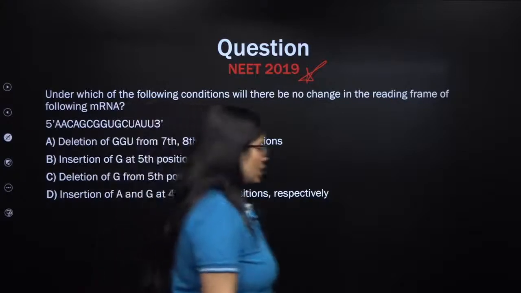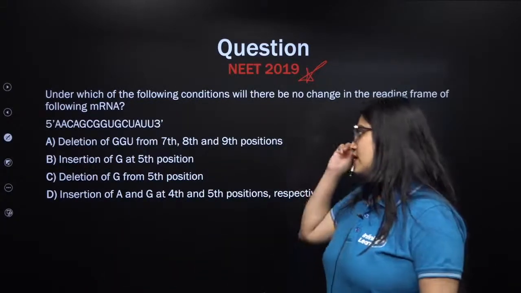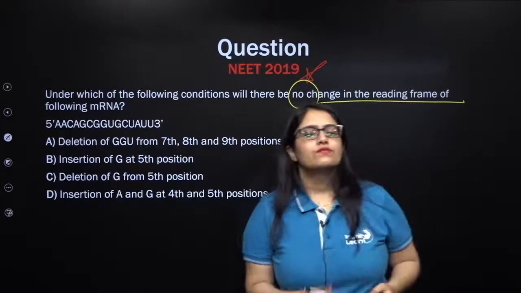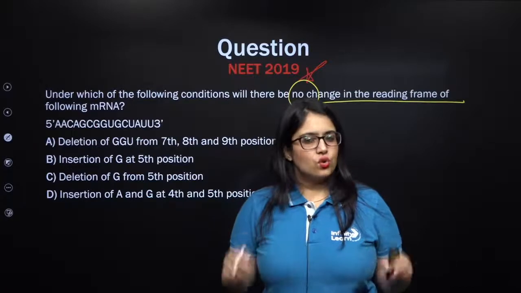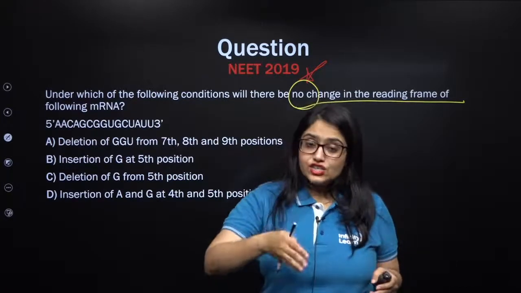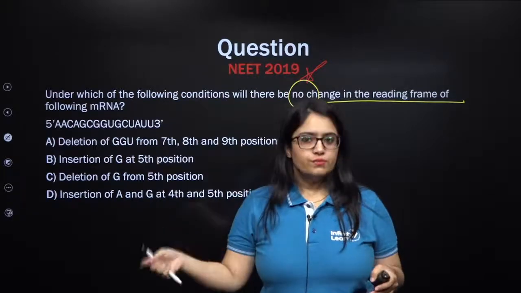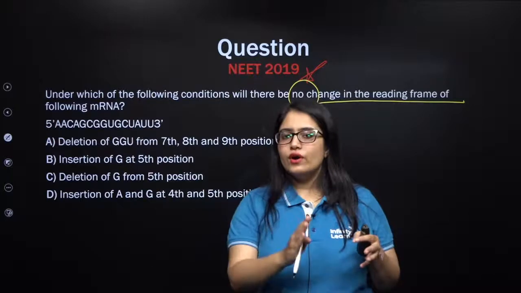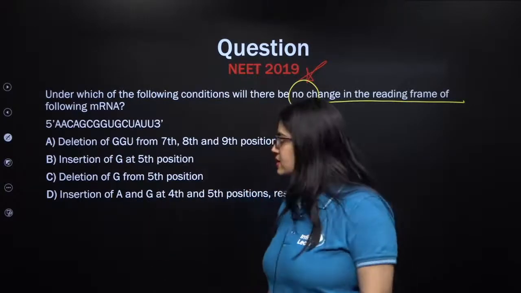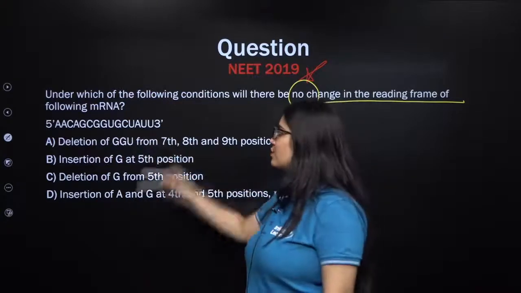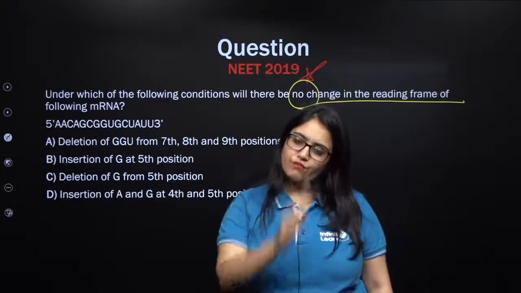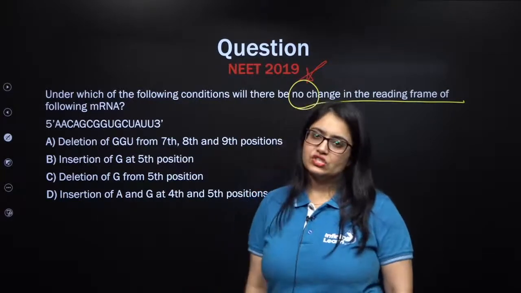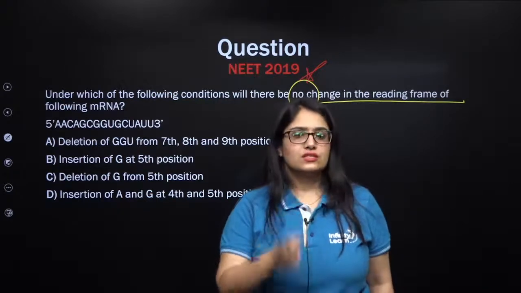So these are the important questions. Now we will be discussing genetic codes, my kids. The question is, under which of the following conditions will there be no change in the reading frame of the following mRNA? This is one of the properties of genetic codes, my dear students. Because genetic codes are made up of 3 nitrogen bases, deletion or addition of 3 consecutive nitrogen bases or multiples of 3 is not going to change the reading frame from the point where insertion or deletion is done. So deleting GGU, 3 consecutive bases from the 7th, 8th or 9th position is not going to change the reading frame from where the deletion is done. But adding 1 or 2 or deleting 1 or 2 nitrogen bases is definitely going to change the reading frame. That means from the point where deletion or insertion is done, the codons will change.